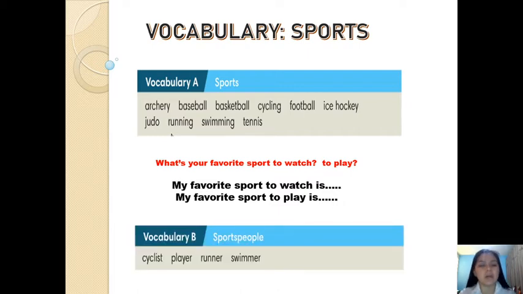We have vocabulary letter B also. Sports people: cyclist, player, runner, and swimmer. So think about your answers and share in the class.